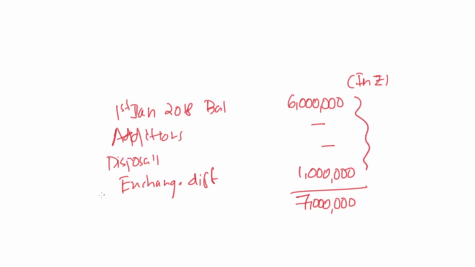So this is the impact of foreign exchange in respect of property, plant, and equipment. Due to the translation process, we use the same figure but at different exchange rates, due to which we may face some differences, and that difference is termed exchange difference.